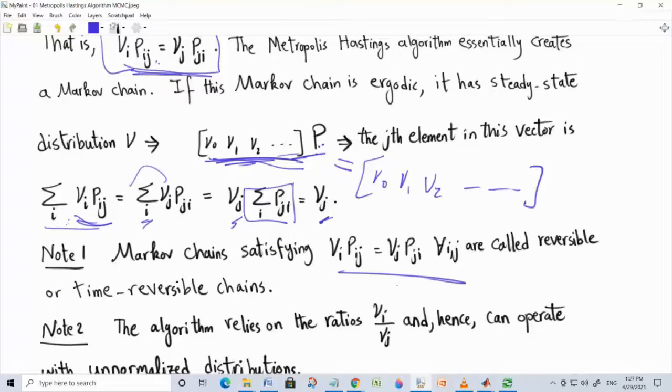Markov chains that satisfy this identity here are called time reversible chains, and they appear a lot. And as you can easily verify, once this property is satisfied, then you have this stationary distribution. Okay, and there are basically analogs to this in continuous time Markov chains. So also you can talk about time reversibility in continuous time Markov chains.